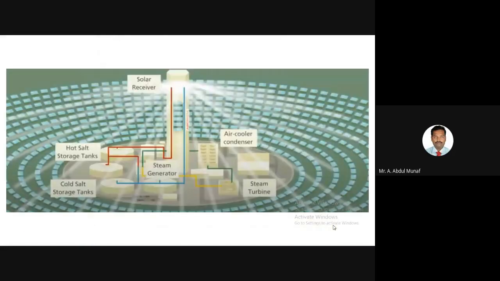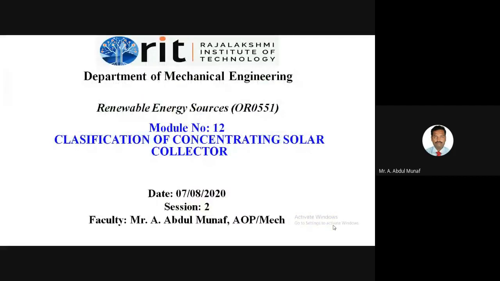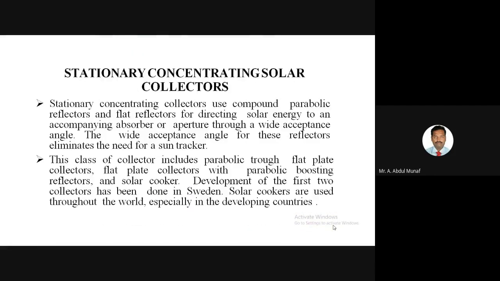Okay, all this I explained yesterday itself. Then today we can see the classification. Before that, another type is there. This one is a stationary concentrating solar collector. Stationary concentrating collectors use compound parabolic reflectors and flat reflectors for directing solar energy to an accompanying absorber or aperture through a wide acceptance angle.